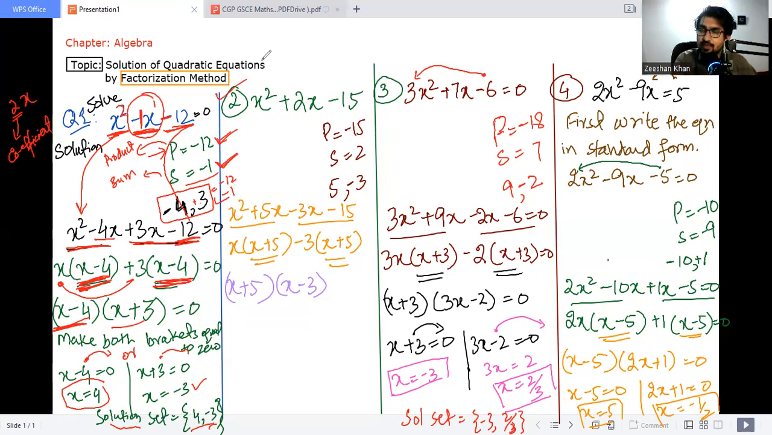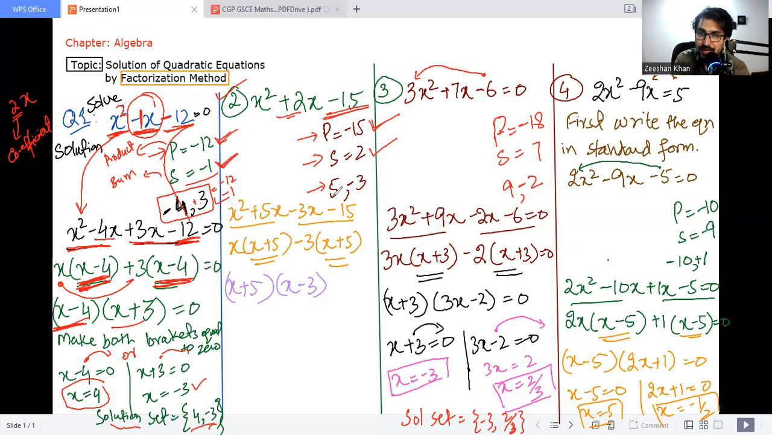Okay, question number 2, the same method. Product is negative 15, so I have written P negative 15. Sum is plus 2, so I have written sum plus 2. Now we will think of two numbers. When we multiply those two numbers, we get negative 15, and when we add the two numbers, we get plus 2. So I got plus 5 and minus 3. When we multiply this, 5 times negative 3 is negative 15. When you add them, you get plus 2.